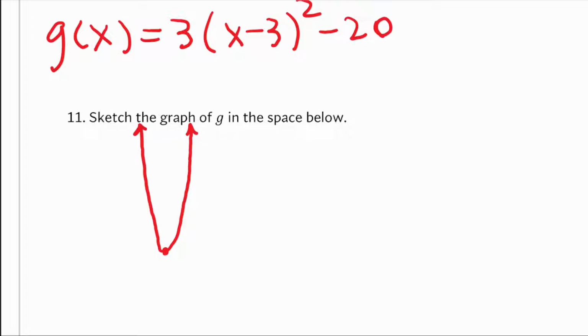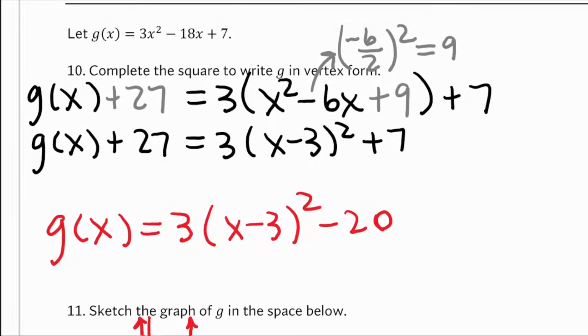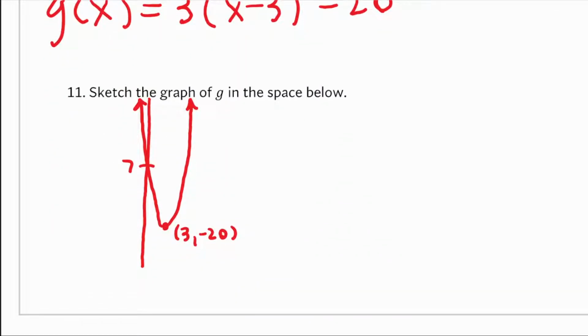Good enough. Okay, so this is down here where x is 3, and y is negative 20. If I'm drawing a vertical line, say that's 7, right? Because we determined that was going to be the y-intercept. And so the x-axis will be somewhere between 7 and negative 20, so I might draw it like that, and that would be a really nice sketch. Nicer than we need. We probably just need the vertex and the fact that it opens up and is kind of narrow.